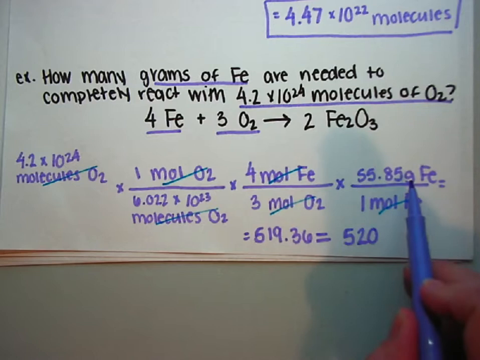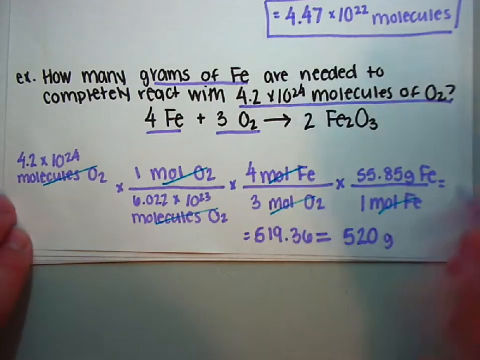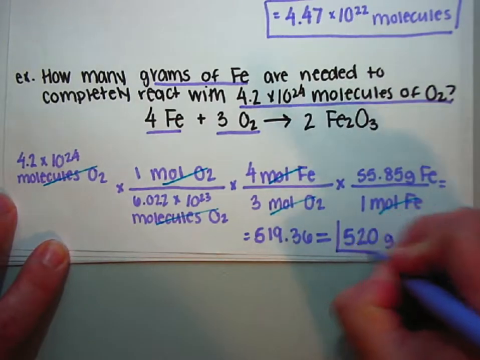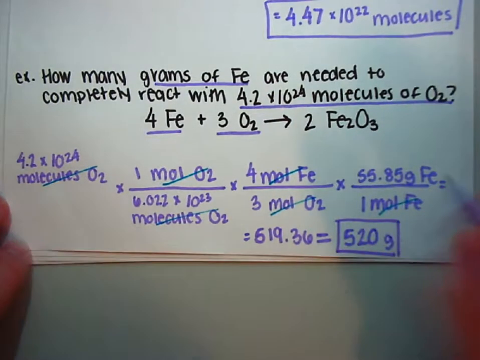And then lastly, we need units. How many grams of iron are needed? 520 grams.